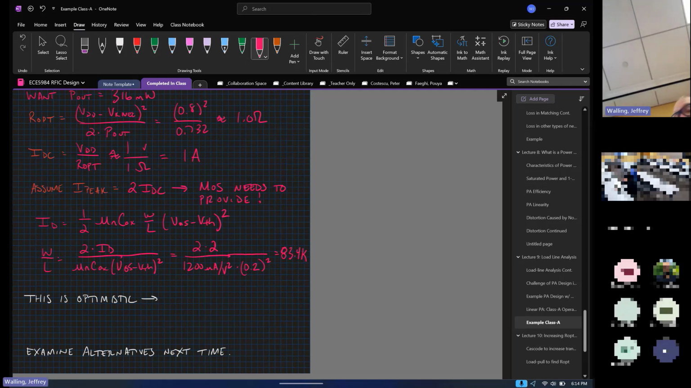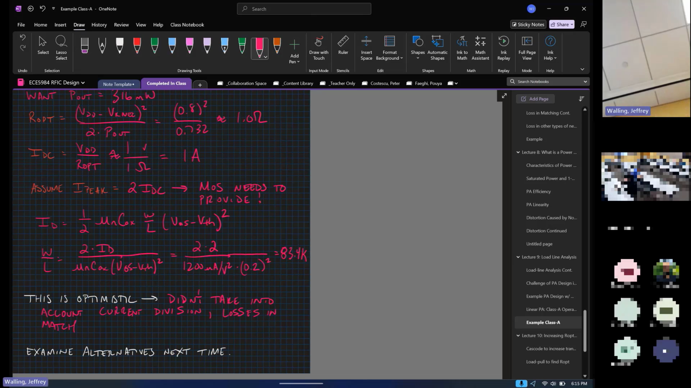All right, now, what is the bad news? This is optimistic, right? We still didn't take into account current division. In this case, we didn't even have the losses in the matching network. And any other second order effect we're not thinking of.